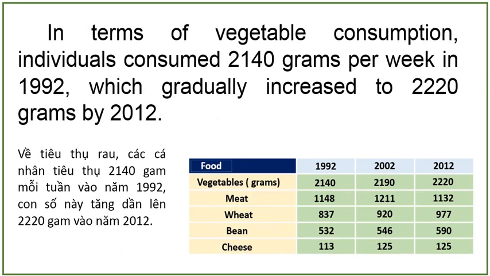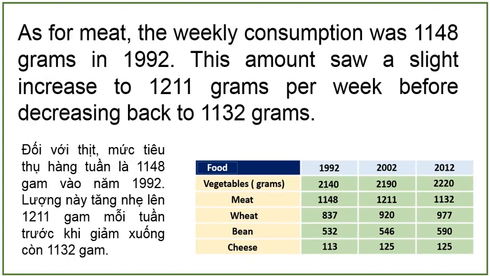In terms of vegetable consumption, individuals consumed 2,140 grams per week in 1992, which gradually increased to 2,220 grams by 2012. As for meat, the weekly consumption was 1,148 grams in 1992. This amount saw a slight increase to 1,211 grams per week before decreasing back to 1,132 grams.